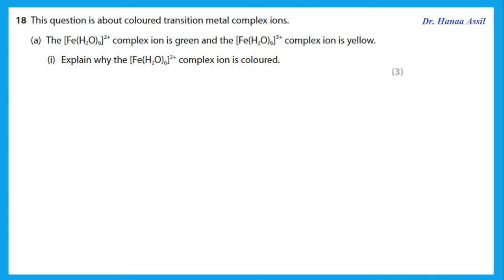This question is about colored transition metal complex ions. The iron 2 plus complex is green, iron 3 plus complex is yellow. Explain why the iron complex is colored. You need to be able to explain why transition metal complexes are colored.